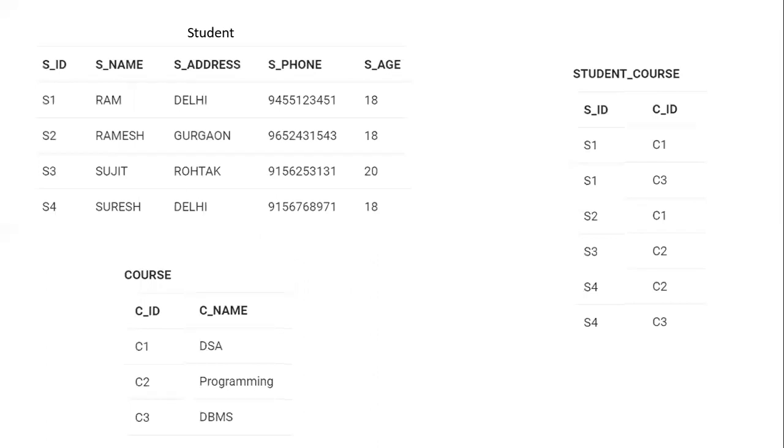Here I have three relational tables: the student, course, and the student course. And my task is to find out the names of those students who are enrolled in the subject DSA or DBMS.